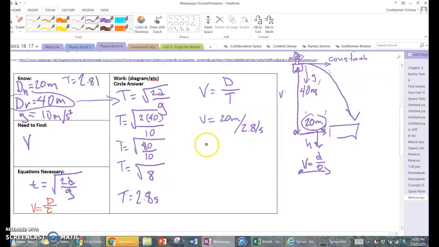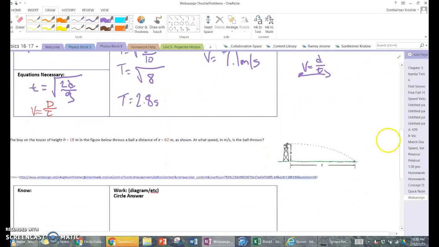2.81 seconds. Velocity is approximately, bear with me here, when I did it on the computer it wasn't going to do it. We have 20 divided by 2.81, 7.1 meters per second. Approximately.